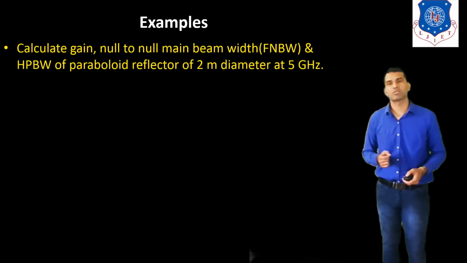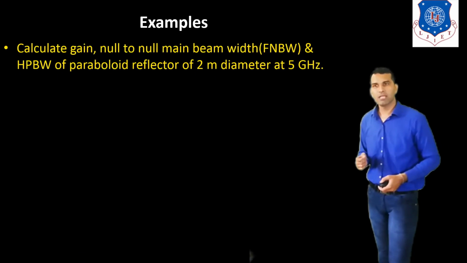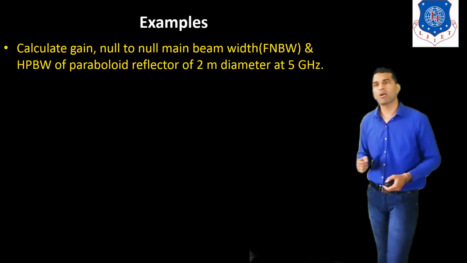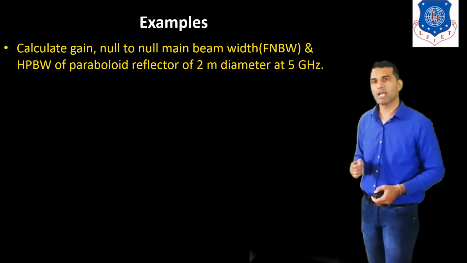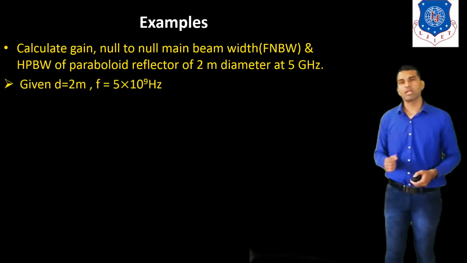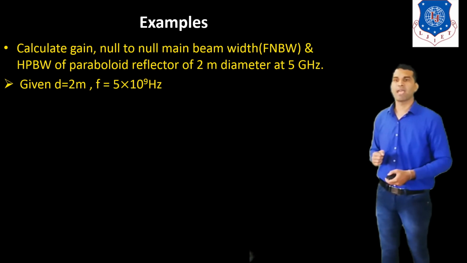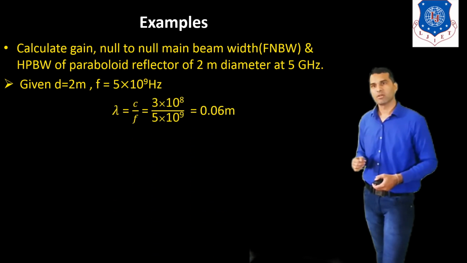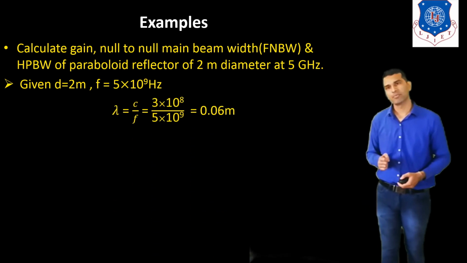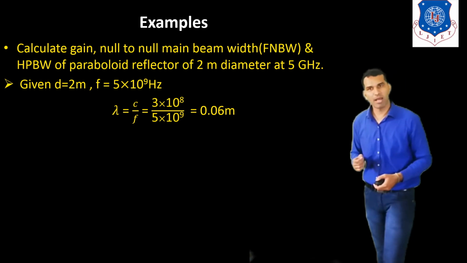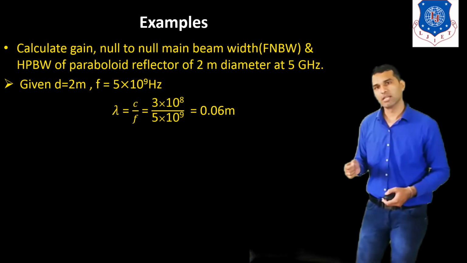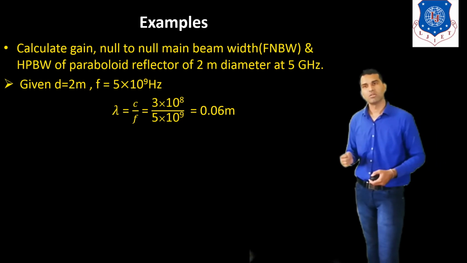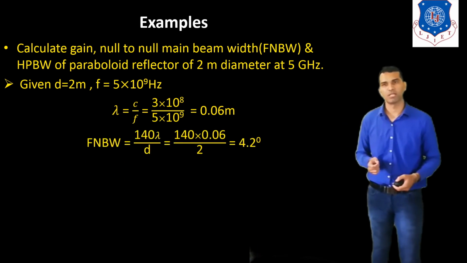Now we calculate a second example. Calculate the gain, null to null beam width, that means FNBW, and half power beam width of a parabolic reflector of 2 meter diameter at 5 GHz. So here the diameter D is equal to 2 meter, and the frequency is 5 into 10 raised to 9 hertz. First we calculate lambda. Lambda is equal to C by F. The value of C is 3 into 10 raised to 8, and the frequency is 5 into 10 raised to 9. So we get lambda equal to 0.06 meter.